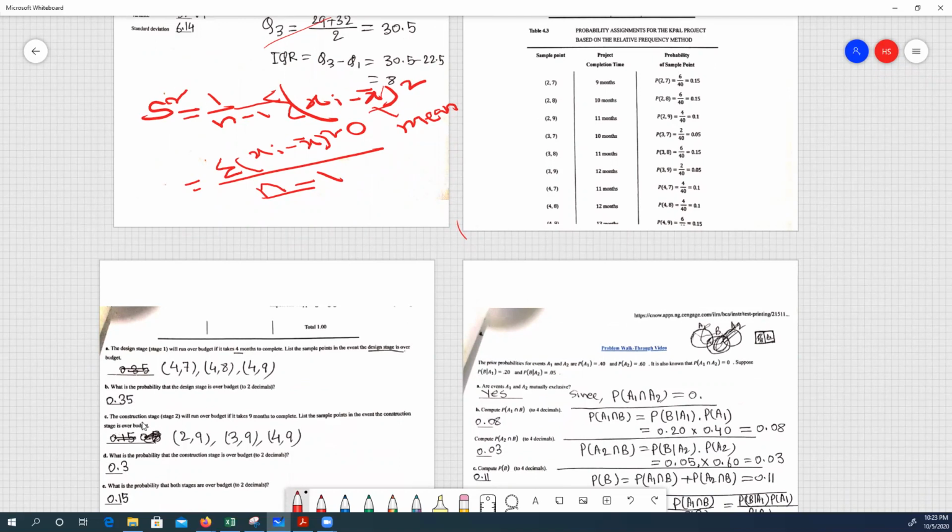Similarly, the construction stage, that means stage 2, will run over budget if it takes 9 months.